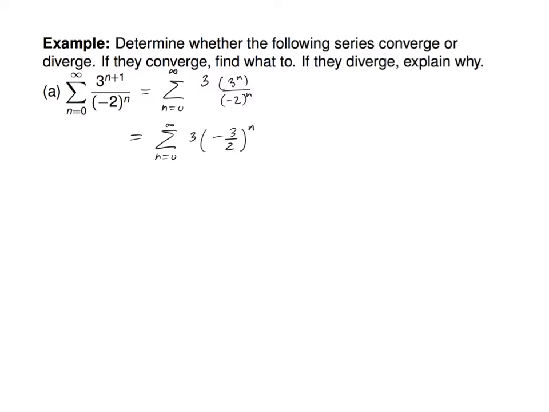Okay? So this is a geometric series. What is the a? 3. What is the r? Negative 3 over 2. Okay, and when you're checking for convergence or divergence, you look at the absolute value of your r.